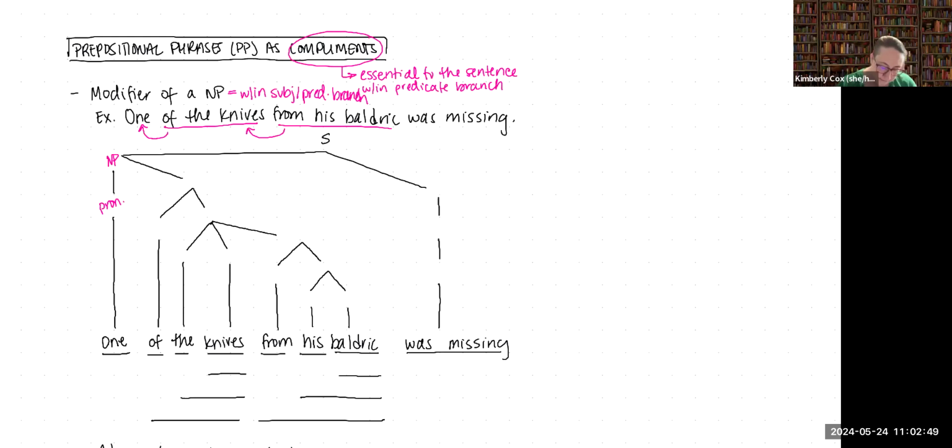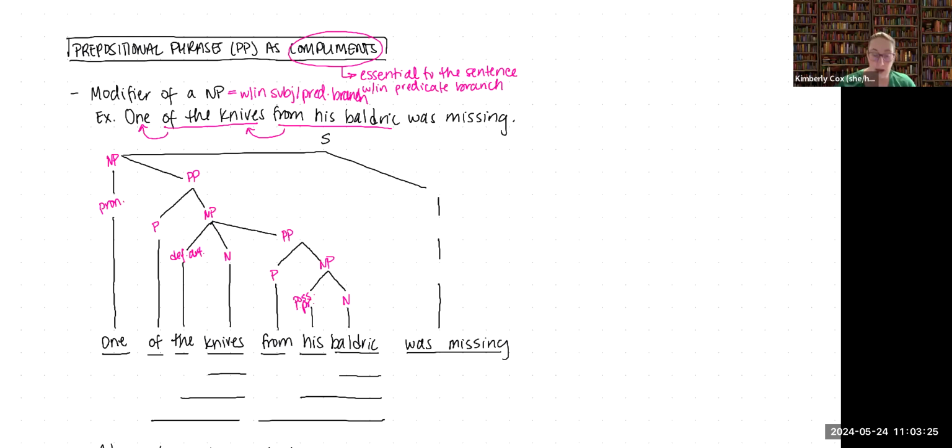Of is a preposition, right? So if we have a preposition, we know we're going to have a prepositional phrase. The is a definite article. Knives is a noun, so that means that we have a noun phrase, and that's important. Usually a prepositional phrase will be a preposition followed by a noun phrase. But then we have from, which is another preposition, so another prepositional phrase. His is a possessive pronoun, and baldric is a noun, so we have another noun phrase.